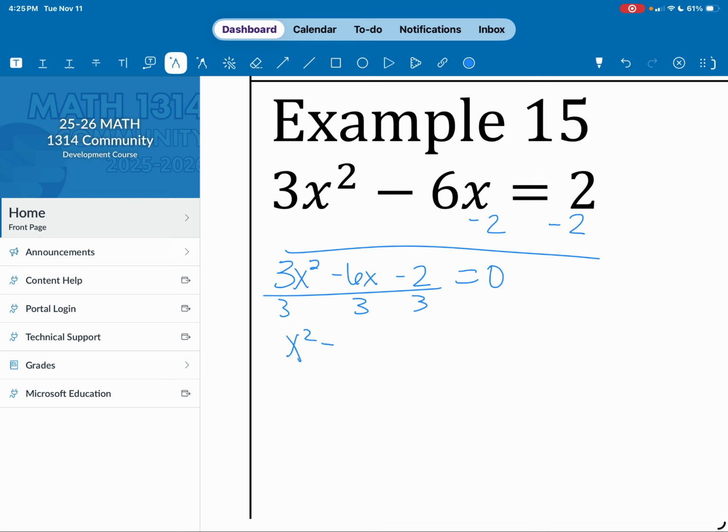So I get x squared minus 2x, excuse me, and then minus 2/3. But then I'm going to do completing the square. So I'm going to say, okay, x squared minus 2x plus something, minus something, minus 2/3. Remember, we do b divided by 2. So negative 2 divided by 2 is negative 1, and negative 1 squared gives me 1. So we just have a 1 right there.